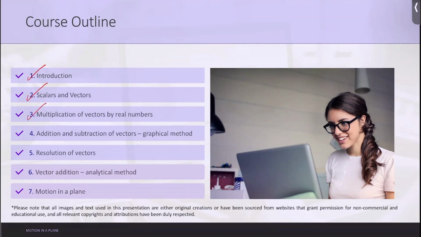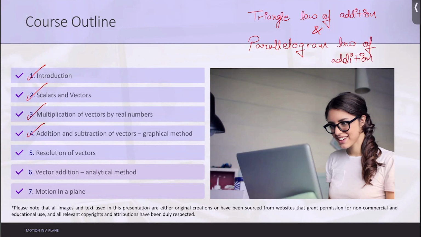Then the third was again a property of vectors, that is multiplication of vectors by a real number. The next thing we understood is that vectors cannot be handled directly using the algebraic operations of plus, minus, divide, multiply. Therefore we understood one method, the graphical method of addition and subtraction of vectors. We also understood the triangle law of addition and the parallelogram law of addition. Both give the same result, but are just different ways to understand the addition and subtraction of vectors.